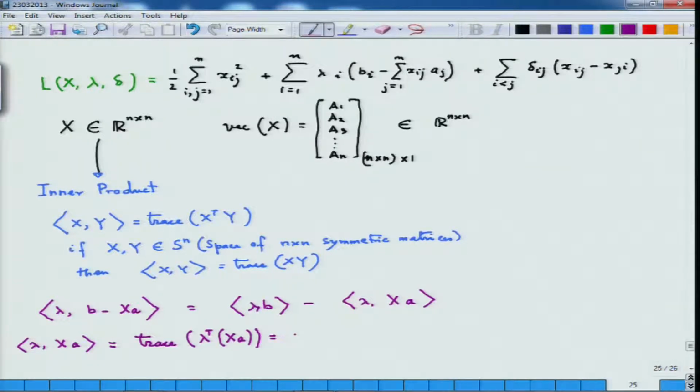So this can again be written, using the associative law of matrices, as the trace of x a lambda transpose. See, this a lambda transpose is not a symmetric matrix. Basically this is the property that trace of AB is trace of BA. So here they have taken x a lambda transpose, and by the associative law it becomes x a lambda transpose.